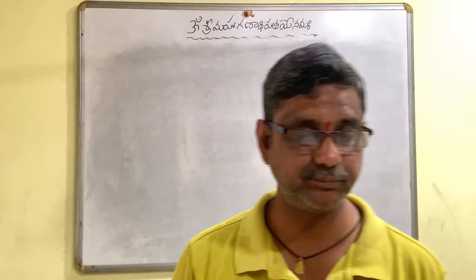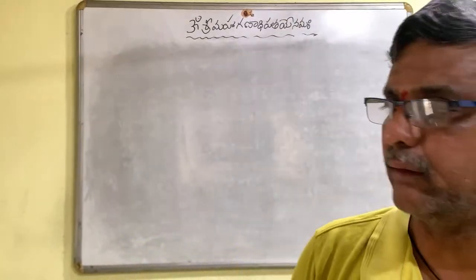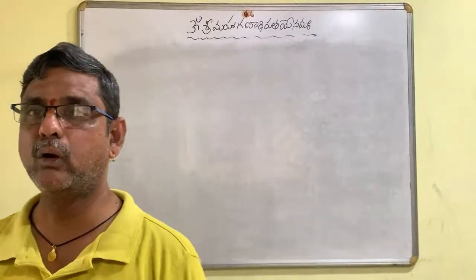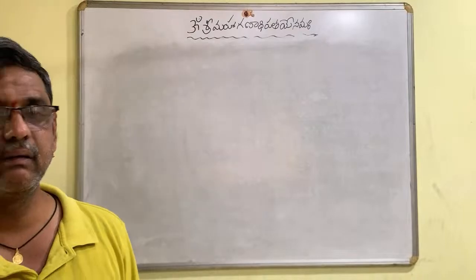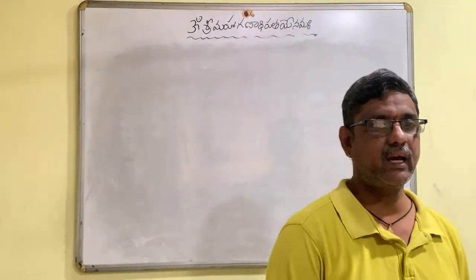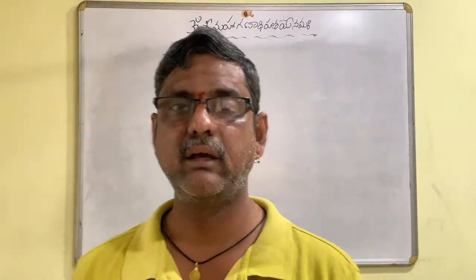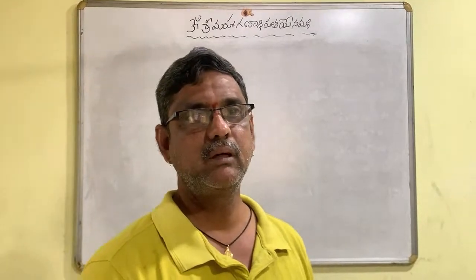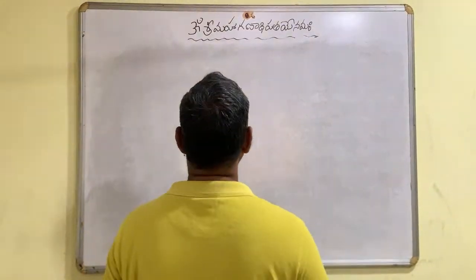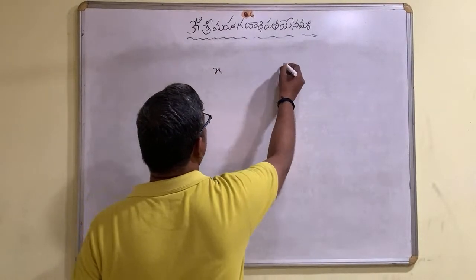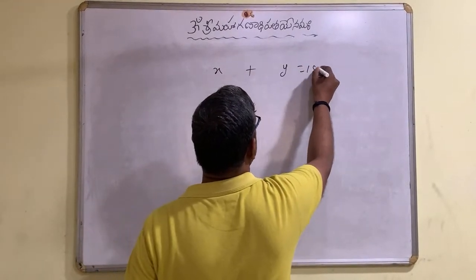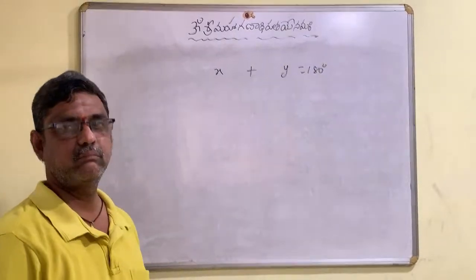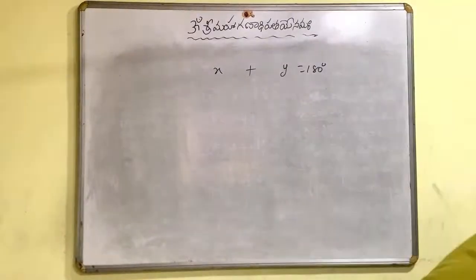Second question you see. The larger of two supplementary angles exceeds the smaller by 18 degrees. Find them. I told you that supplementary angles means if sum of two angles is 180, they are called supplementary angles. So let one angle be x, the other angle is y, then x plus y is 180. Then those two angles are called supplementary angles.